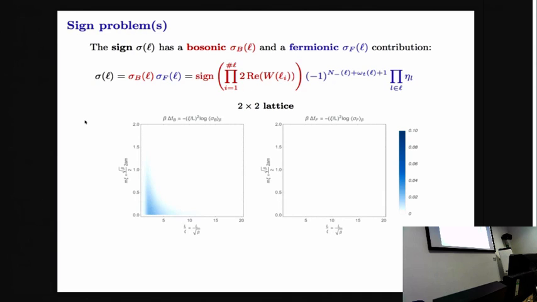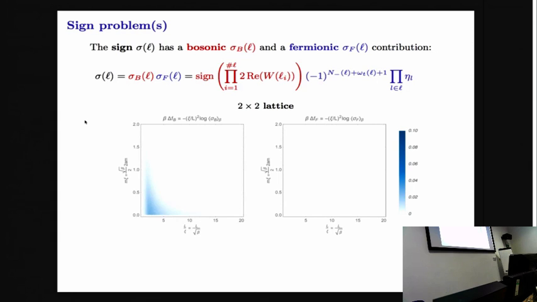So these are the two sign problems that we get. There is a fermionic sign that comes from the shapes of the electron loops, and then there is this additional sign that comes from the value of the Wilson loops around the electron loops.